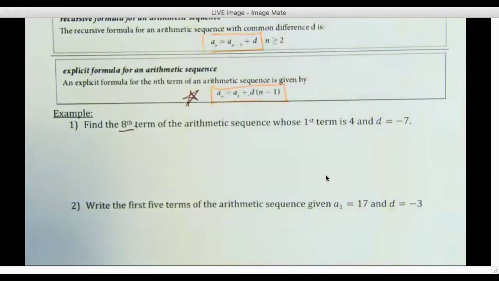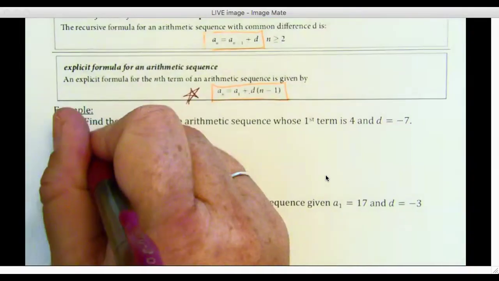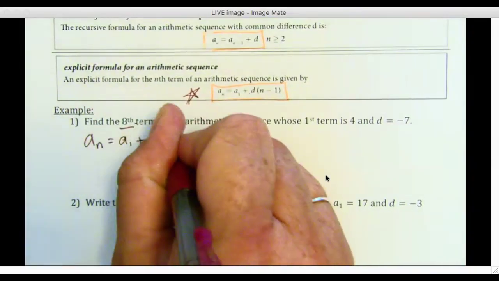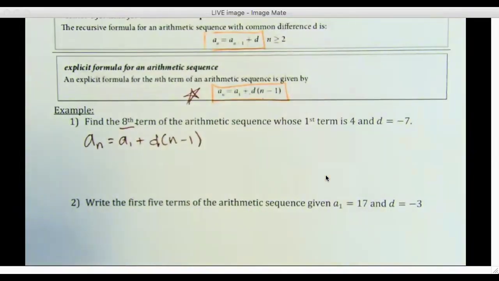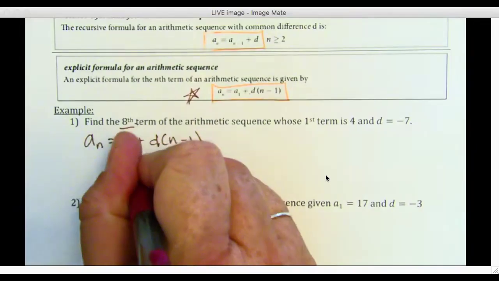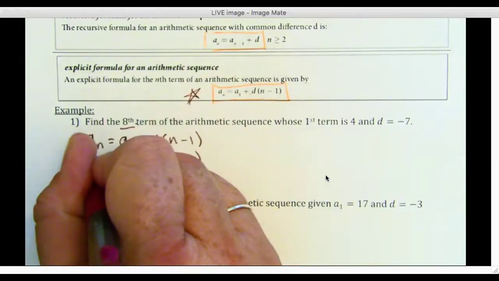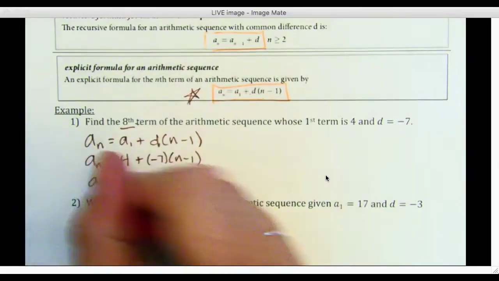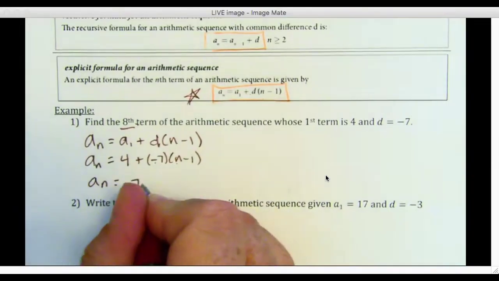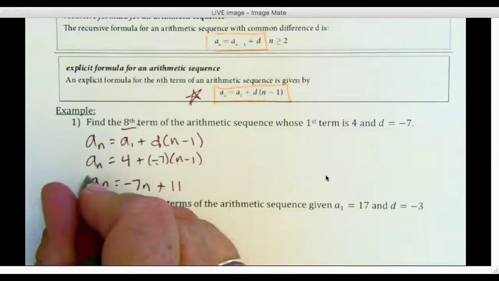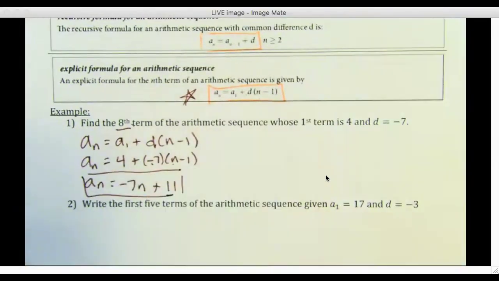Now I'm also going to show you how to find the general form. So if we have a sub n is equal to a sub 1 plus d times n minus 1, then that will tell us the general form of the arithmetic sequence. We can plug in our first term, which is 4, and our common difference, which is negative 7, and come up with a general form or a formula for this sequence. So negative 7 times n would be negative 7n. Negative 7 times negative 1 would be positive 7, plus 4 would be 11. And this would be the general term of this sequence.